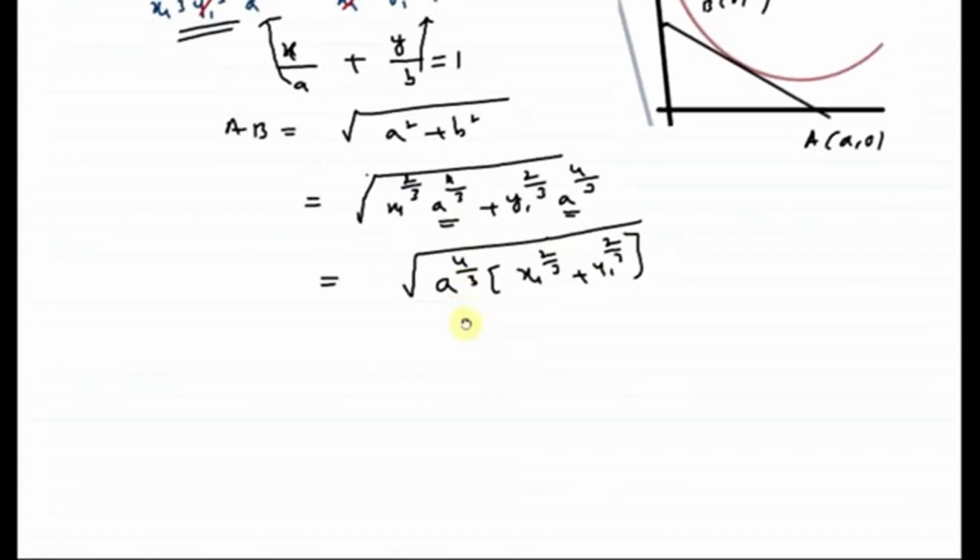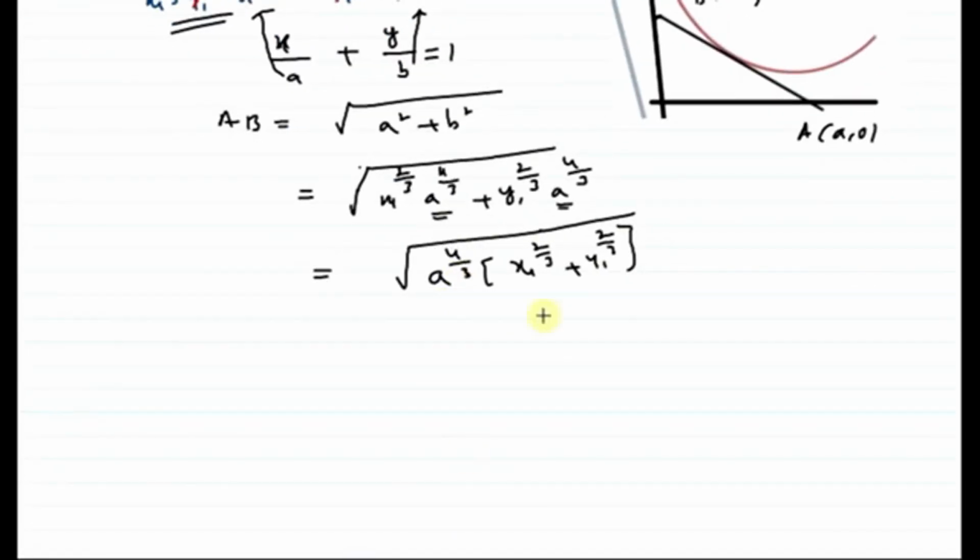Again, since the point lies on the curve, this value we have already calculated. This is a to the power of 4 by 3 into a to the power of 2 by 3.